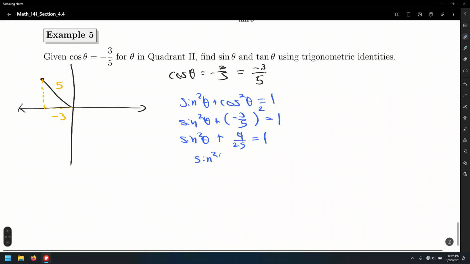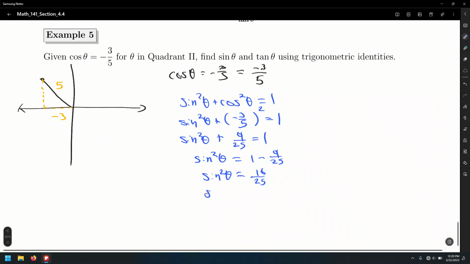And sine squared theta equals 1 minus 9/25. And sine squared theta equals 25/25 minus 9/25. That's a 14, or no, 16. 16/25. And then solve for the sine function here.